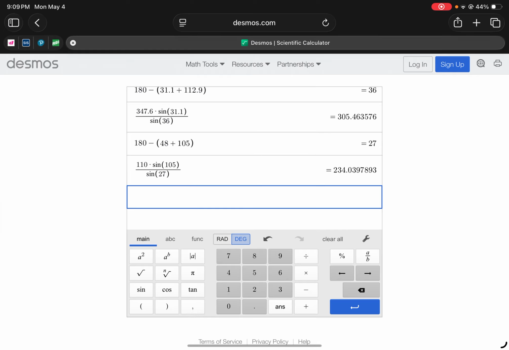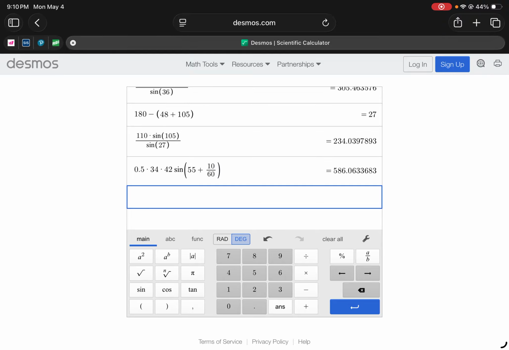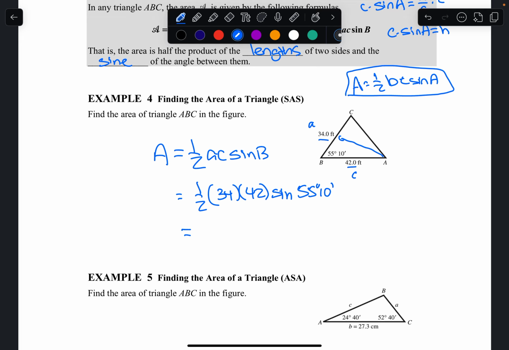So I put this in Desmos: 1/2 times 34 times 42 times the sine. Remember, you can just let Desmos do your conversion, remembering that there are 60 minutes in a degree, so it's 55 plus 10 divided by 60. And we find out that our area is 586.06. As far as a unit, you're talking area still. All areas are always square units.